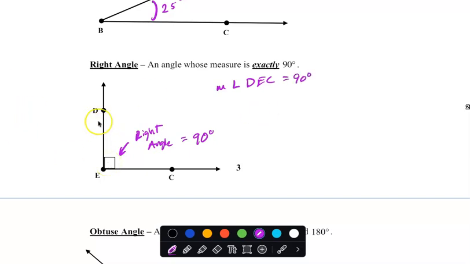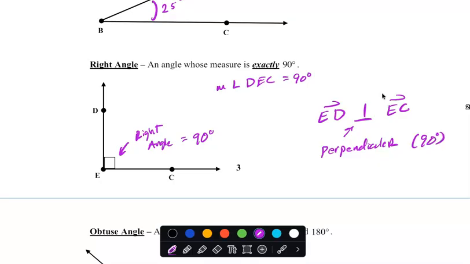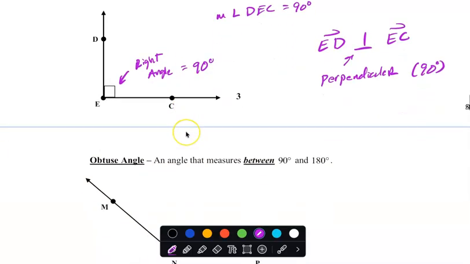And you might see perpendicular to each other. So I could say ED, the ray that way, and the ray this way, EC, are perpendicular. That's an upside down T that lets us know that they are perpendicular. And perpendicular means that they form a right angle. So if you ever see that, that also basically means that they're 90 degrees. So all different ways to say 90-degree angle.